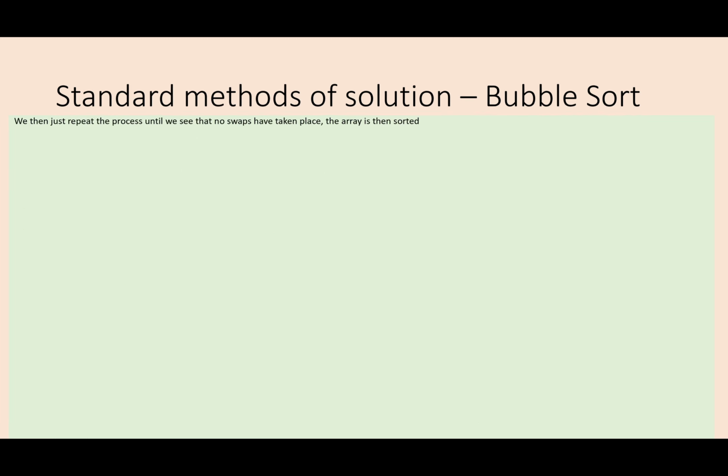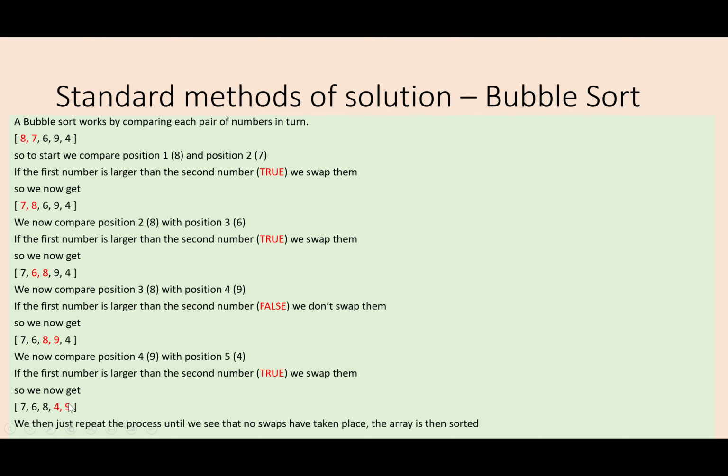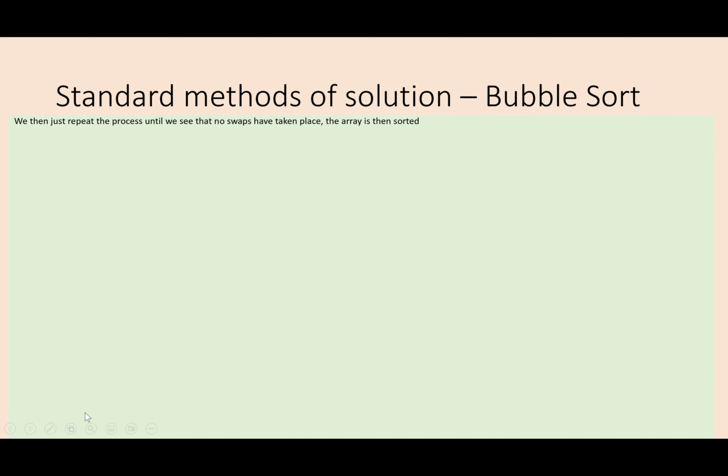So just to do one more pass, we compare the first two elements. This is continuing with where we left off on this slide here. Position 1 is bigger than position 2. That's true. So we swap them. So we swap the 6 and the 7.